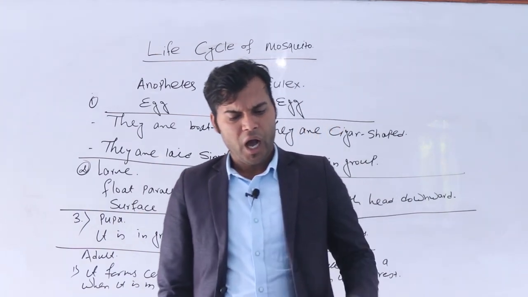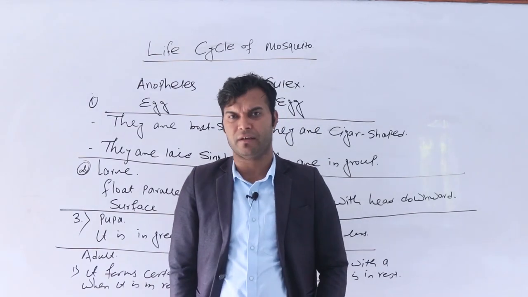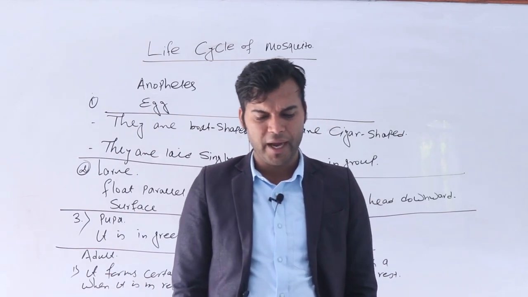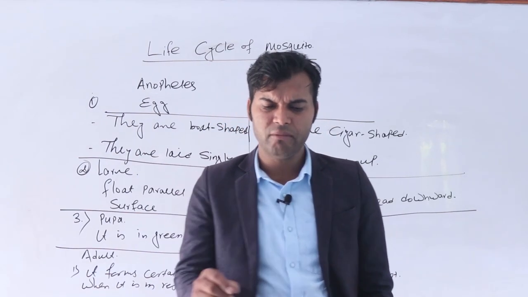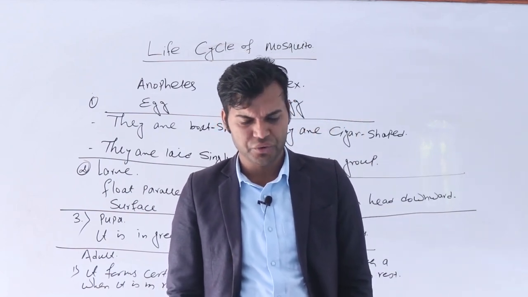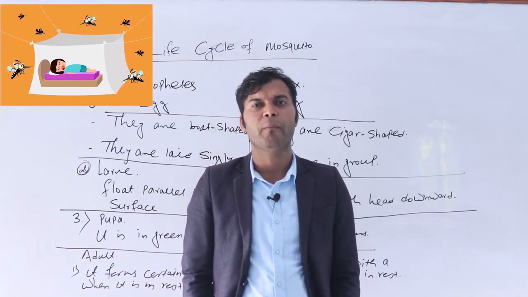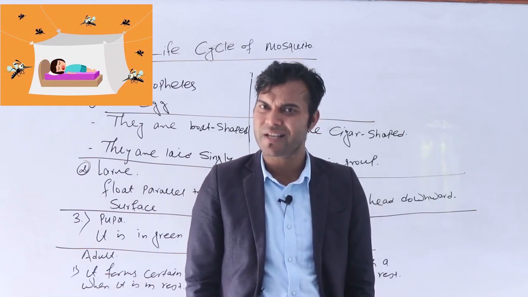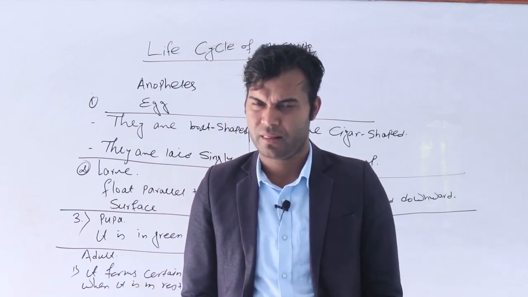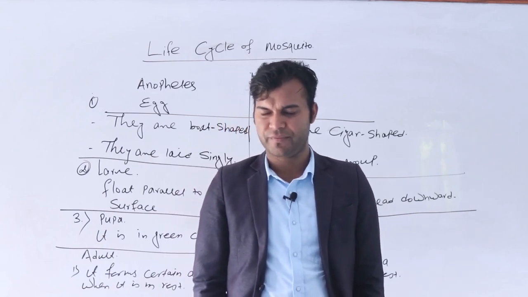Okay. How do we prevent ourselves from the mosquito? We prevent by using different methods. Number one, by not staying outside in the evening. Number two, by using a mosquito net while sleeping. And number three, by using a coil to repel mosquitoes, isn't it?